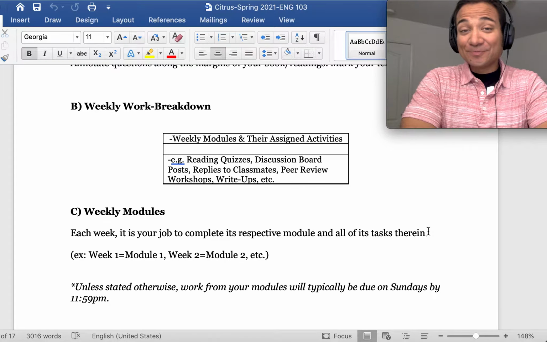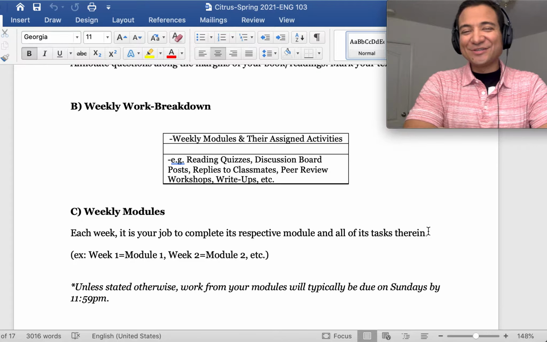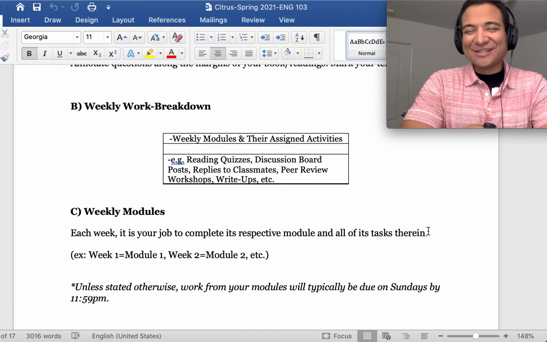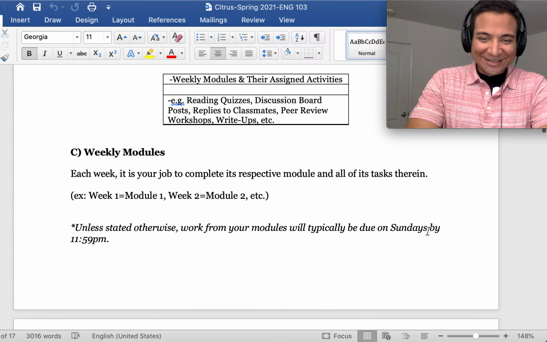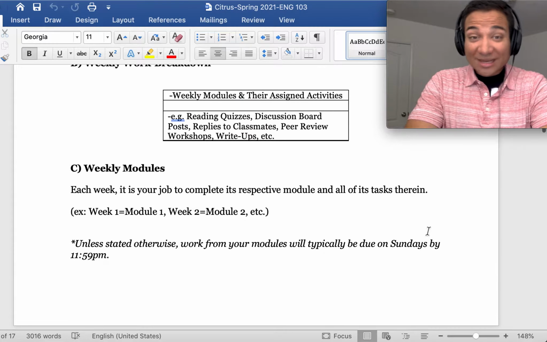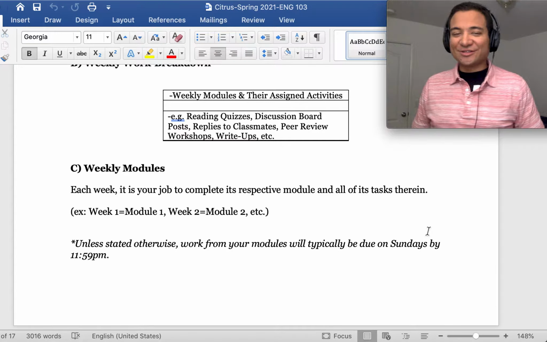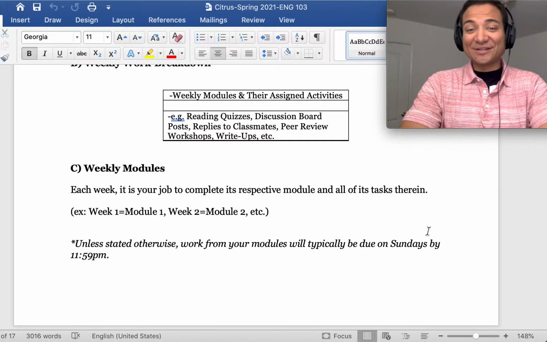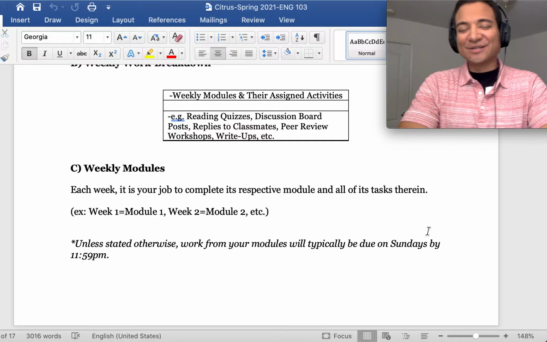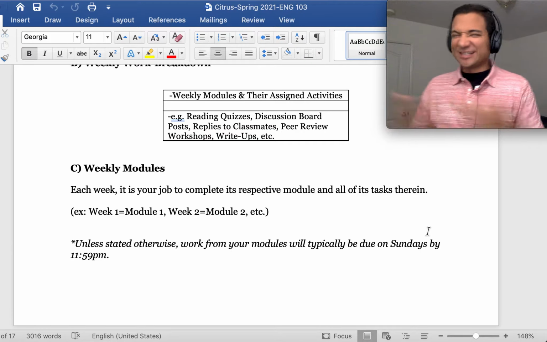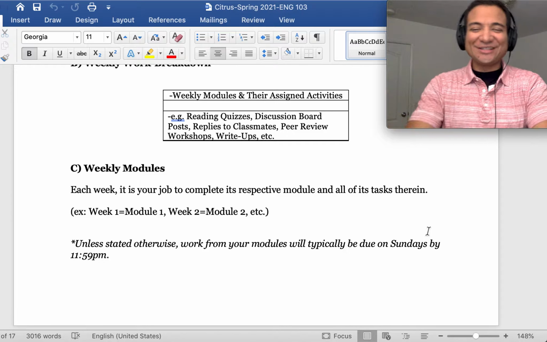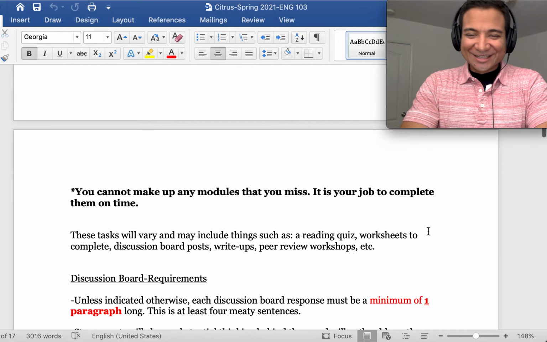And also, for the most part, things will be due Sundays by 11:59 p.m. because that is officially when the day ends, right? All right. And in those modules, we're going to have everything from quizzes to discussion boards to your replies to your classmates to peer review workshops to write-ups to lessons to all sorts of goodies will be in the modules, okay?